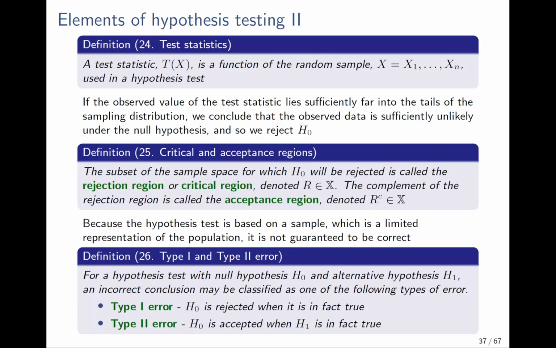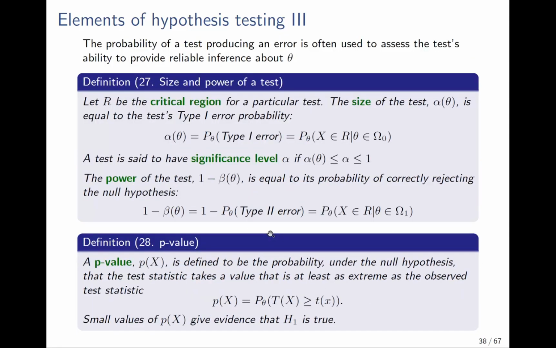Because hypothesis testing is always based on a sample, which provides only a limited representation of the population, we can't guarantee it's correct. We define two types of errors associated with hypothesis testing. The first we call type 1 error. This is when we reject the null hypothesis when it is in fact true. And secondly, we have type 2 error. We accept the null hypothesis when it is in fact false. These types of error are important because we use them to assess a test's ability to provide reliable inference about theta in the hypothesis testing setting.